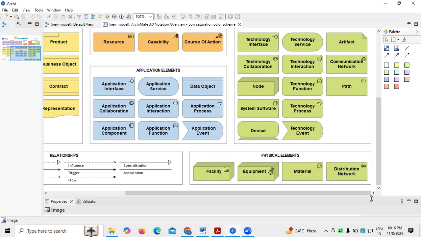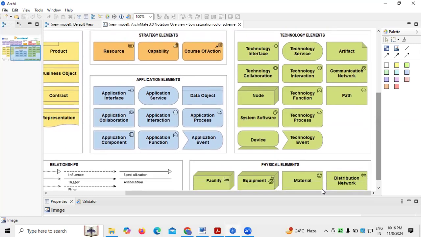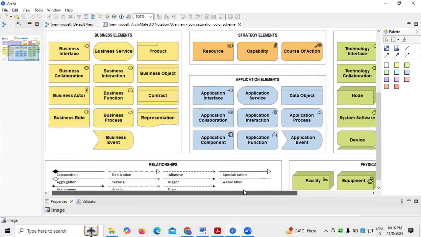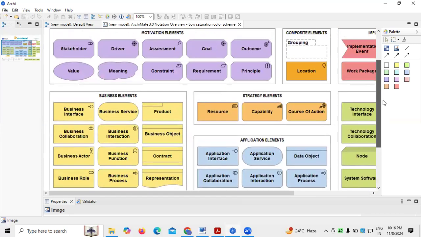You must know about the physical elements, the application elements, the technology elements, the strategy elements, the business elements. All these elements are essentially required, and one should be familiar with them. This is all about an enterprise architecture point of view, motivation elements, all that stuff, right? Implementation elements, all that. This is where one should get a detailed understanding of enterprise architecture.